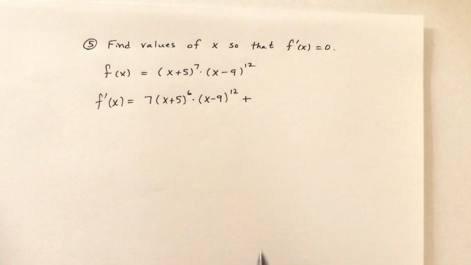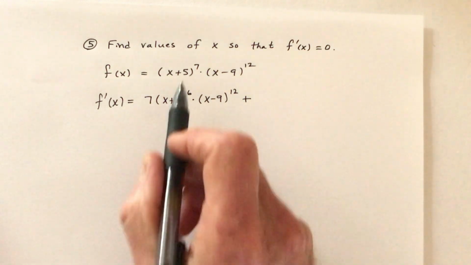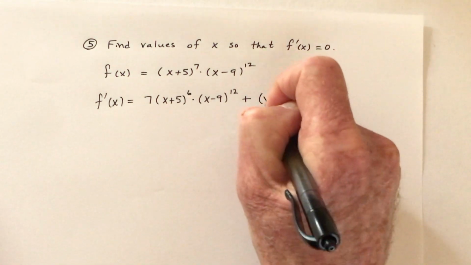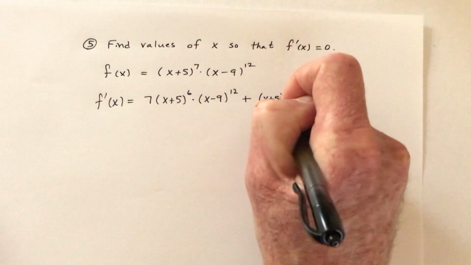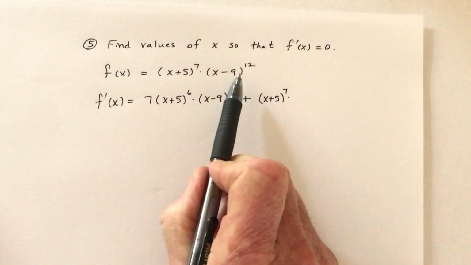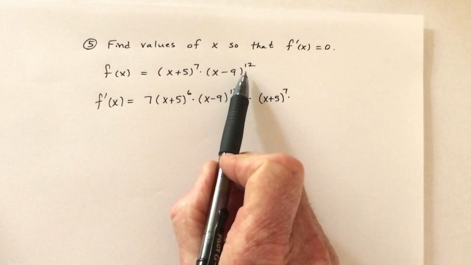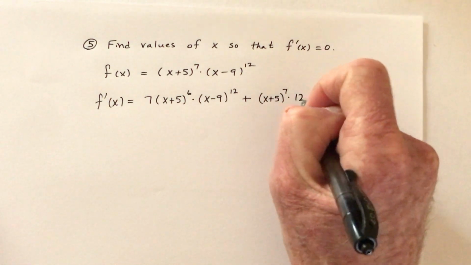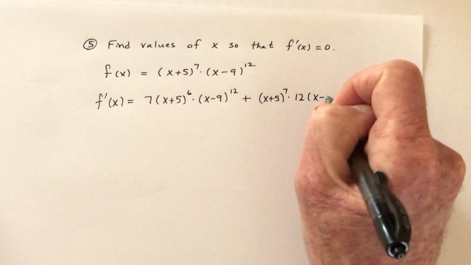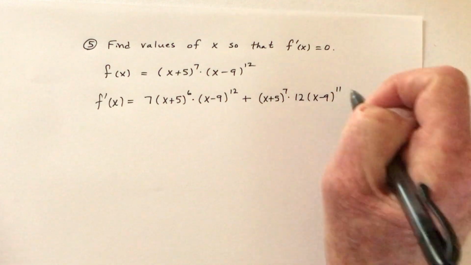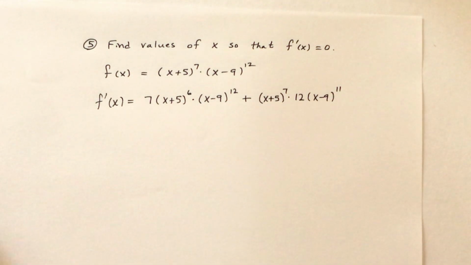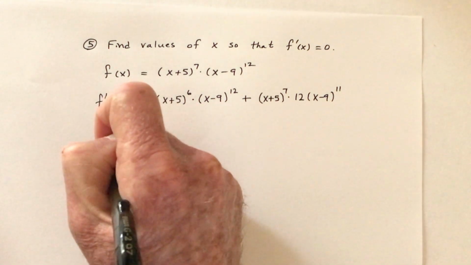So we're halfway through the product rule. Now leave the x plus 5 term alone. X plus 5 is to the 7th. And now take the derivative of this one. So that means it's going to be 12 times x minus 9 to the 11th. Then set it equal to 0 and solve for x.